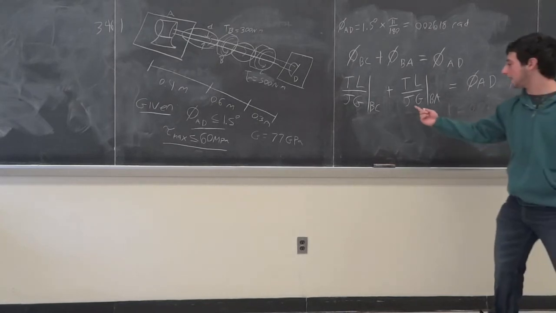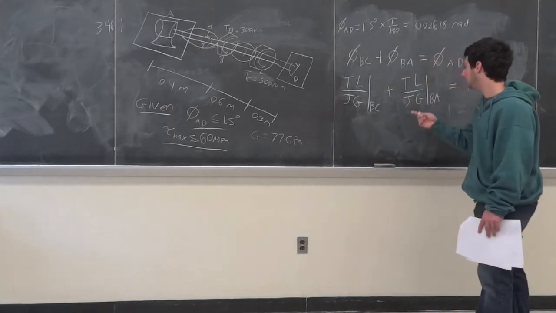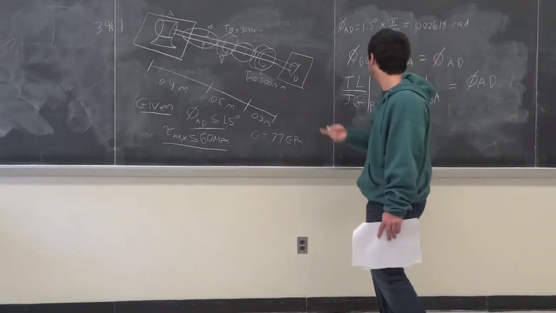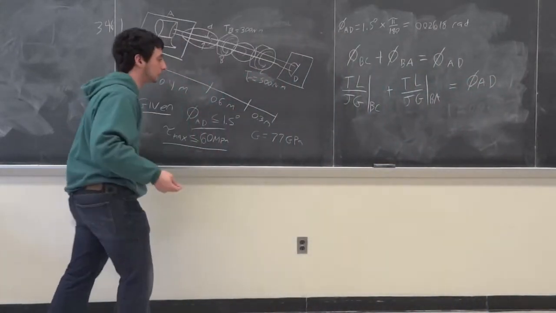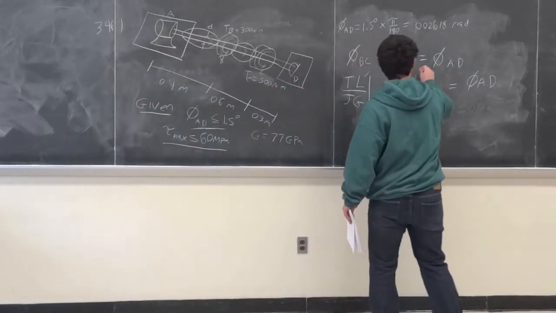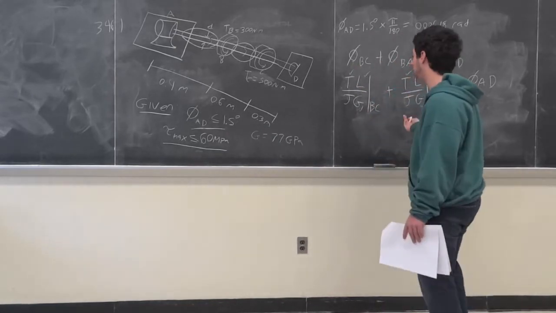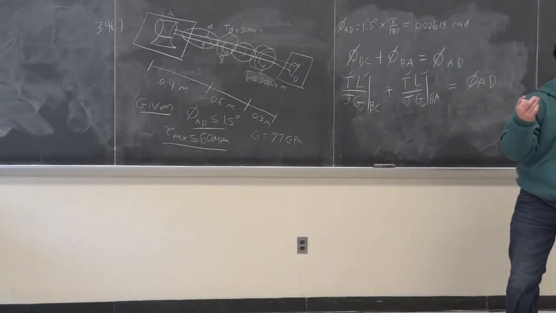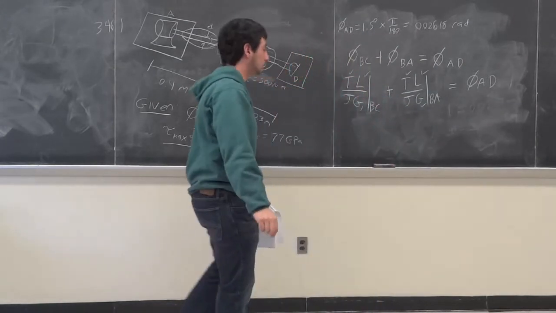Okay, so this is going to have the radius in it. We know G. It's given in the problem. It's 77 GPa. We know the lengths of BC and we know the lengths of BA. So this is 0.6 meters, this is 0.4 meters. So we know this, we know this, we know this, we know this, and we know the torque. Okay, we know the torque in each section. I drew a free body diagram before to show you the torque in each section. You know what's the torque in this section and what's the torque in this section?